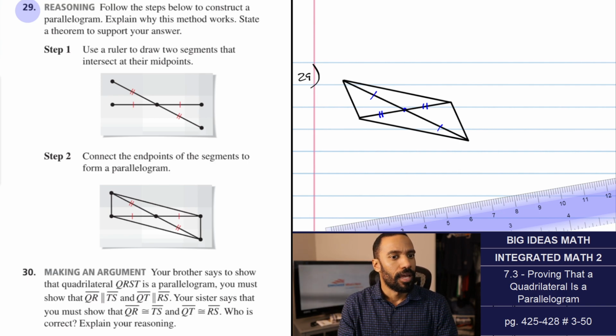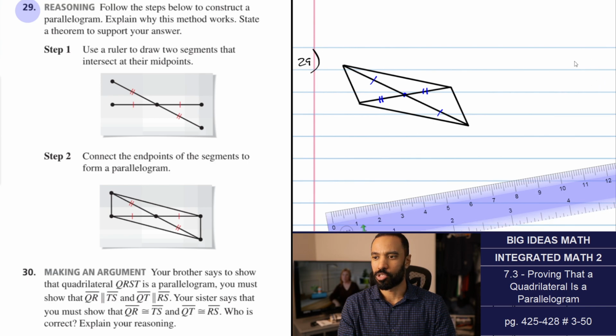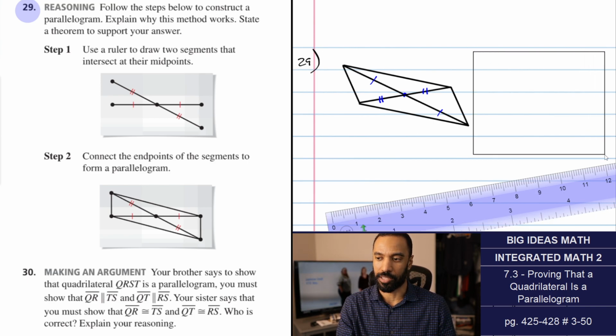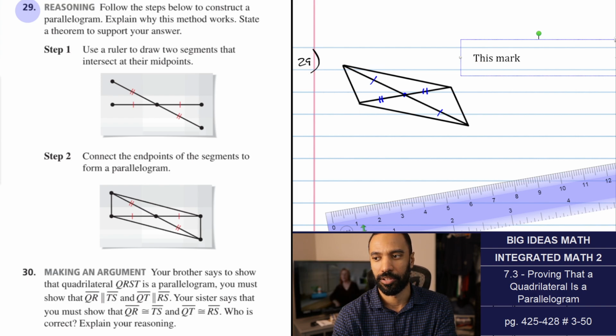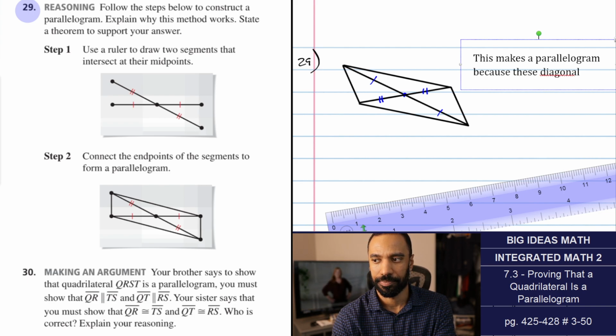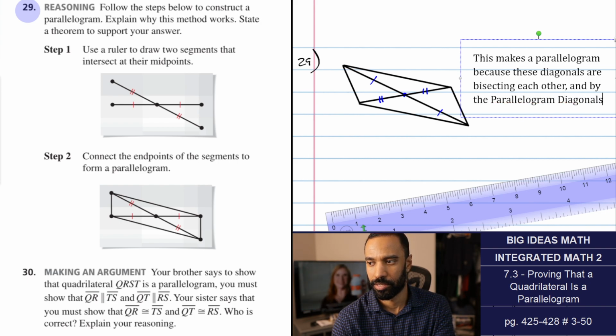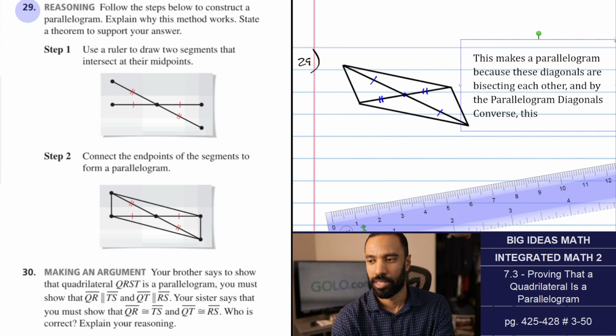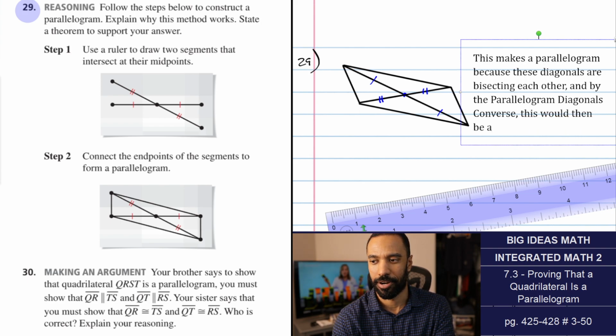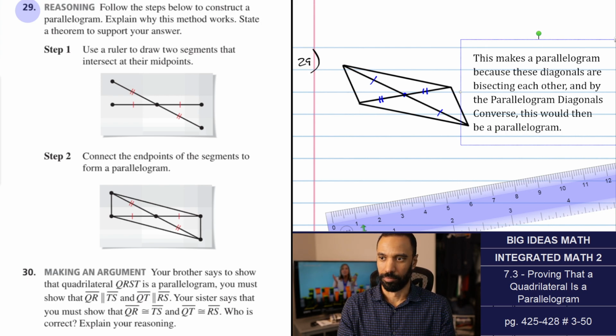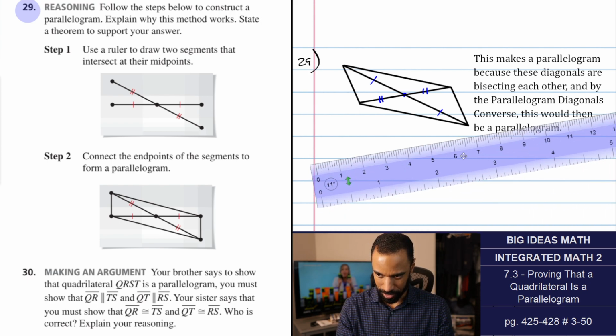So what do they want? Explain why the method works. State a theorem to support your answer. It works because of the theorem. This makes a parallelogram because these diagonals are bisecting each other. And by the parallelogram diagonals converse, this would then be a parallelogram. I probably didn't need to say that last part, but that's the thing that it is.